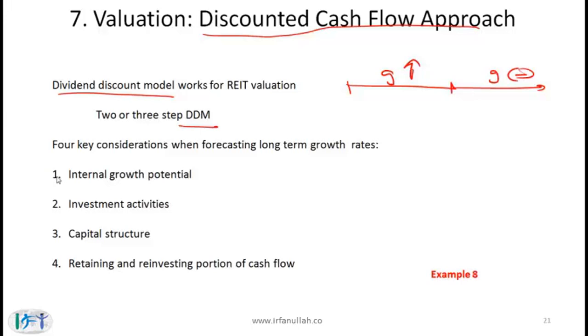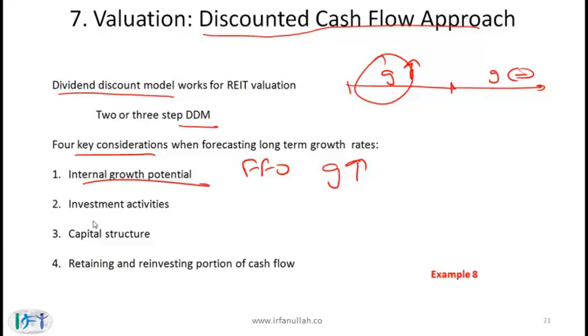An important point to consider is the growth rate. Here are some basic considerations. First, internal growth potential. So this basically talks about the growth potential of the cash flow or the FFO. If the REIT owns properties in supply constrained areas such as downtown New York, then the potential for increases in FFO and hence high growth rate is relatively high.